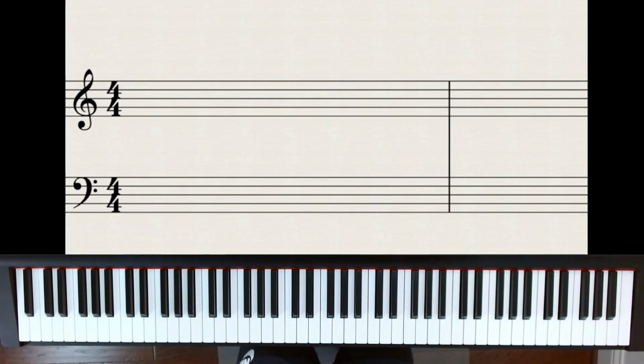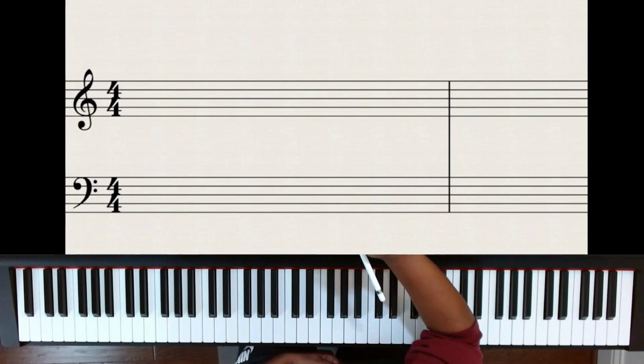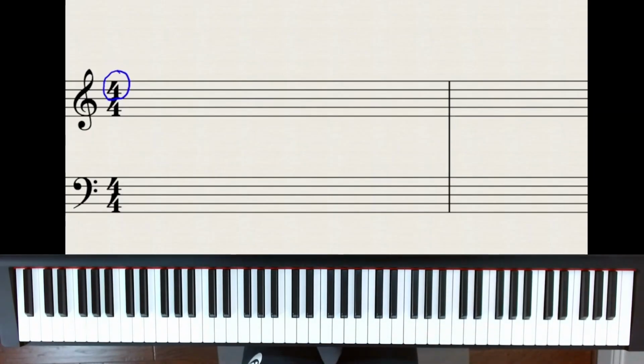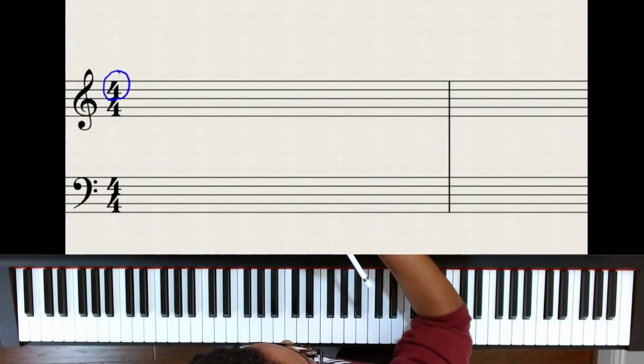Okay, so there are 2 things that we have to remember when we're dealing with time signatures. The first thing is, what does the top number represent? The second is, what does the bottom number represent? In this case, I'm going to talk about the top number first. We've got our first time signature, which is 4/4 time.